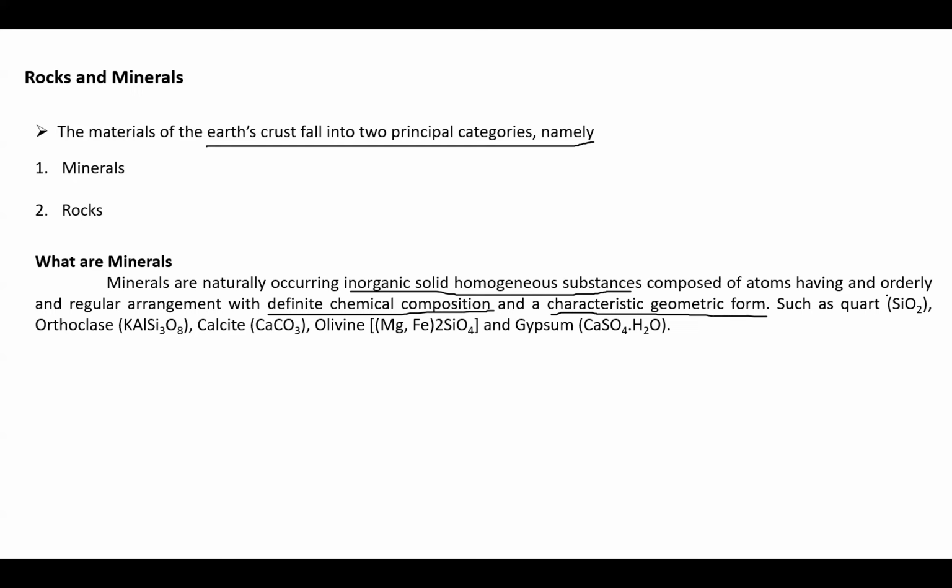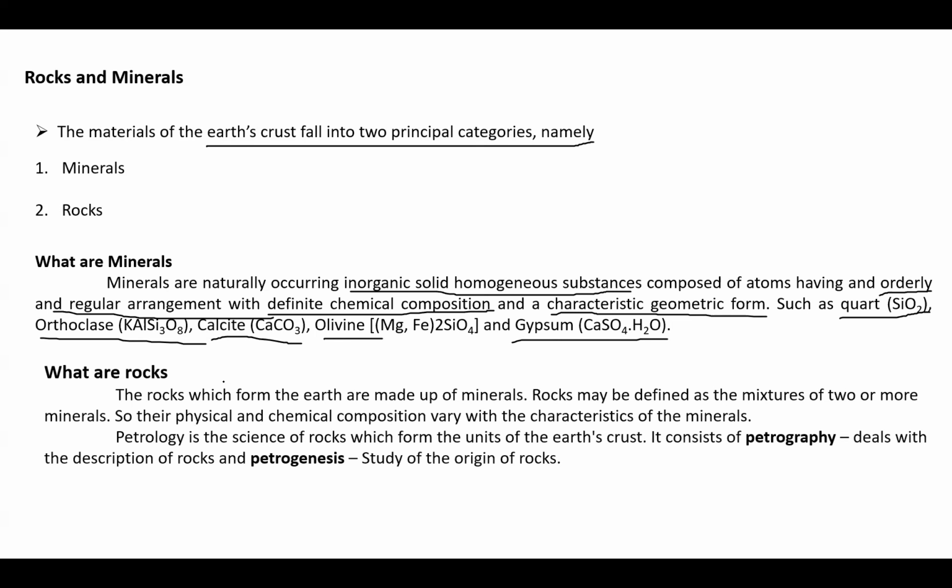And there will be a proper, orderly, regular arrangement in the minerals. Examples are quartz, in which we can see silica oxides, and orthoclase, and calcite, which is calcium carbonate, and olivines, and gypsum, which is calcium sulfate. That means a mineral itself is a very inorganic substance which is a single, homogeneous substance with only one component. It might be calcium, or silica, or sulfur, or gypsum. These are minerals, whereas rocks are a combination of minerals.